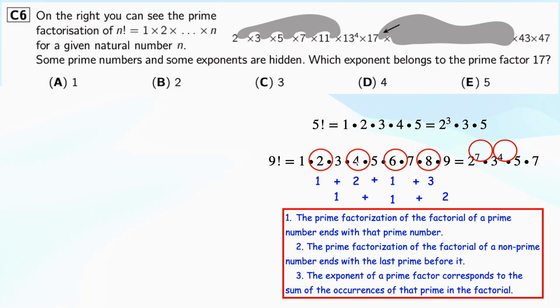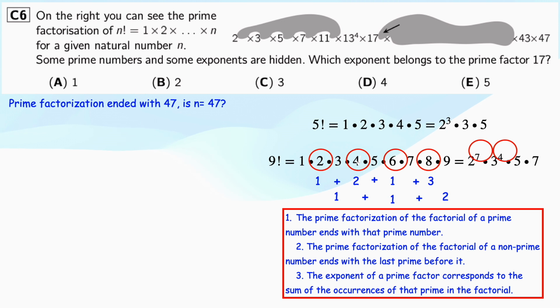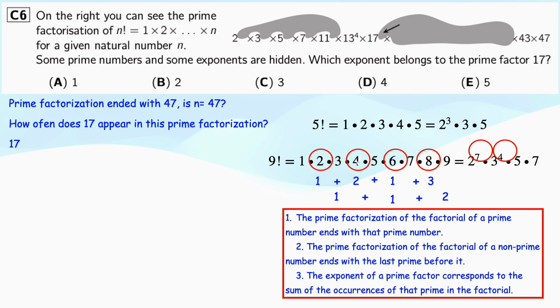Okay, now let's analyze the given problem. The prime factorization ends with 47. If n is a prime number, then n could be 47. Now, we count how many times 17 appears in this factorization. One time, of course, comes from 17 itself, and once more comes from 34. And is there another 17 in 51? We don't know. But now we check an additional condition.